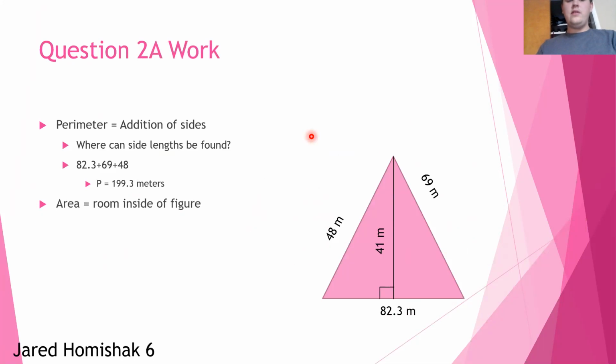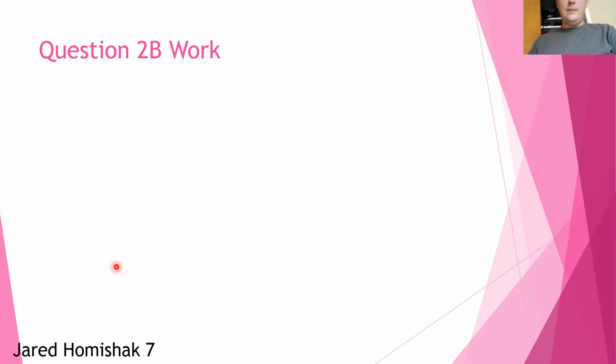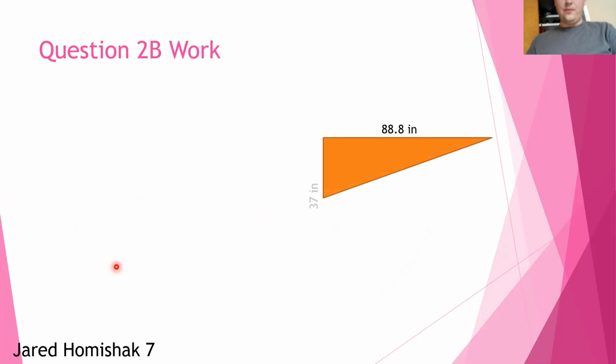We're also going to be looking for the area, which is the room inside of our figure. And that is half of the base times the height. Our base is 82.3 and our height is 41. The multiplication ends up coming out to 1,687.15 meters squared.